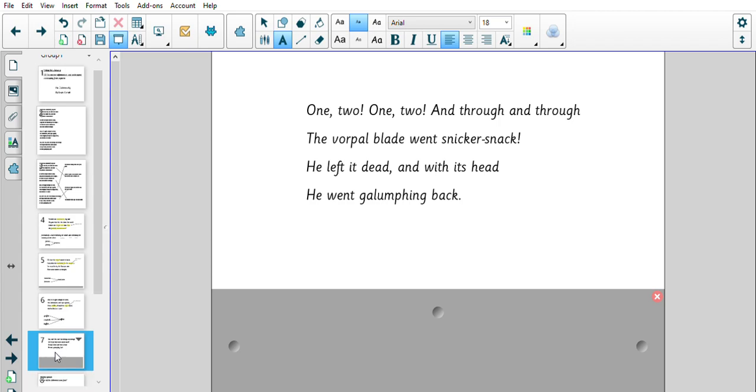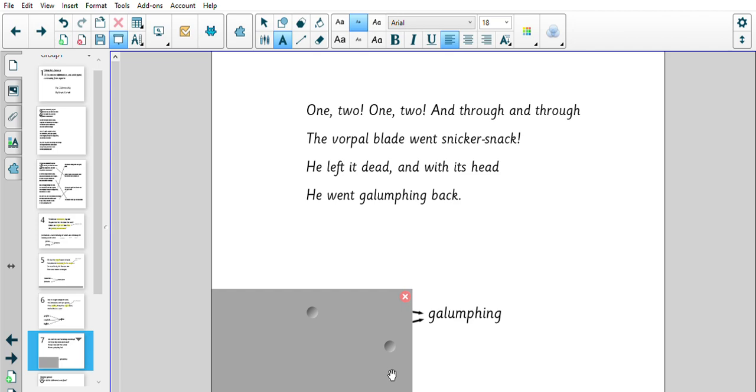And the final verse that we are looking at. So, one, two, one, two, and through the vorpal blade went snicker-snack. He left it dead, and with his head he went galumphing back. So, this time, I'm going to tell you what the portmanteau is. I'm going to tell you that the portmanteau is galumphing.